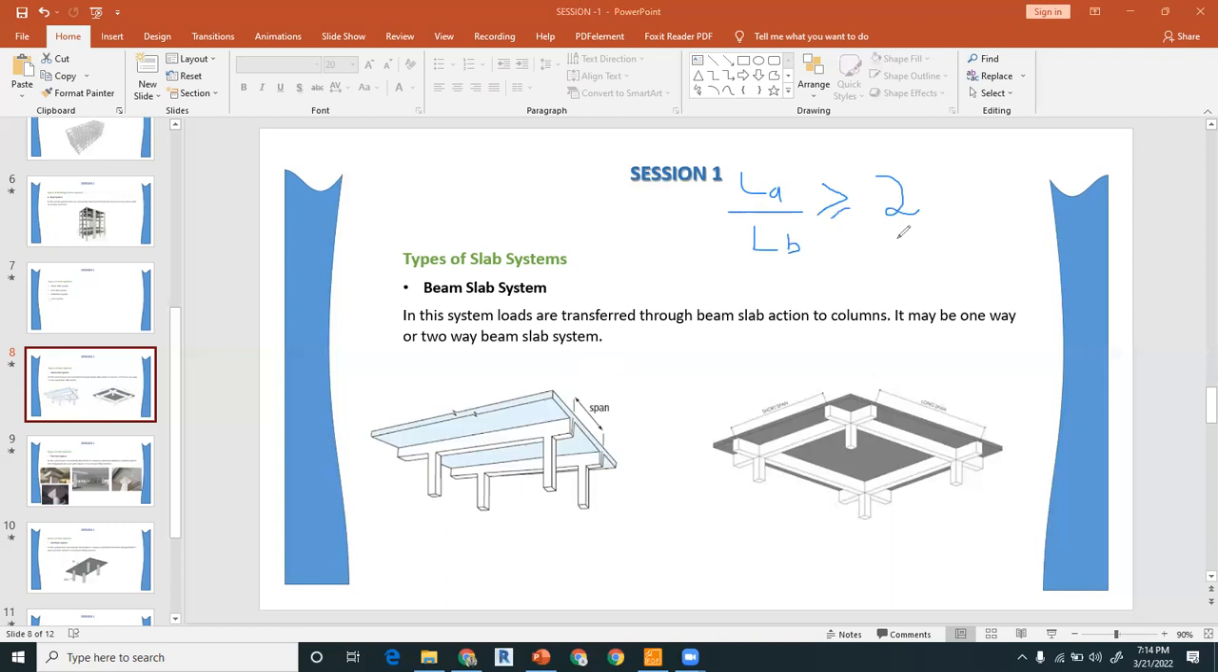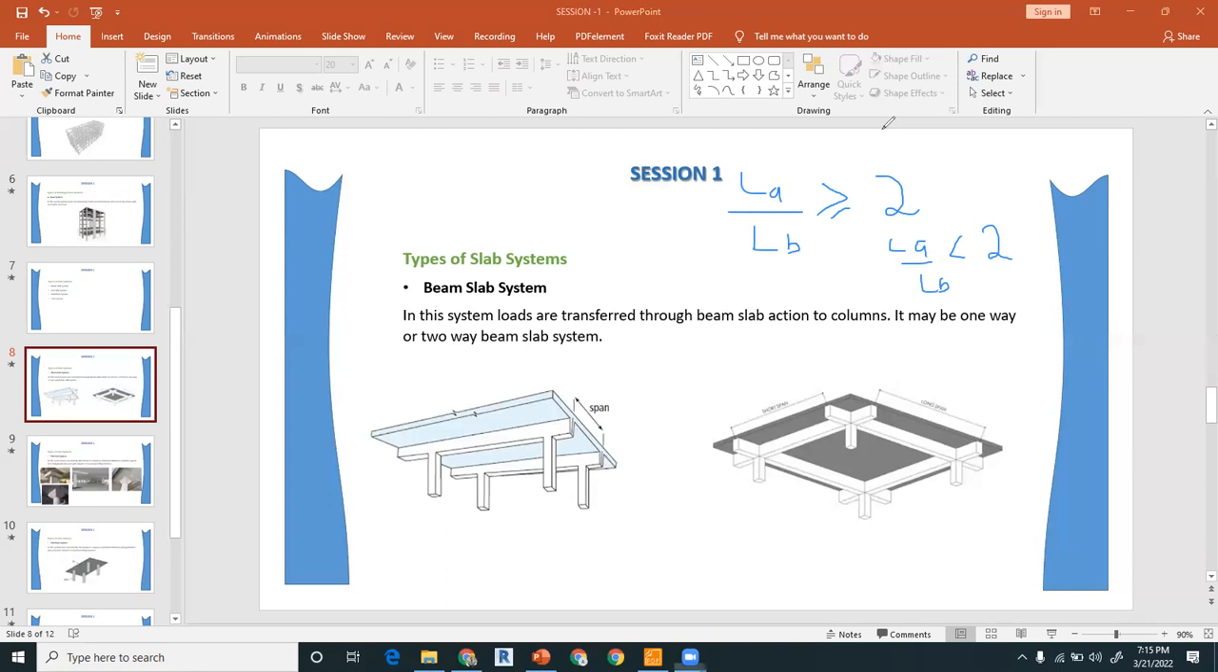And if this value, LA by LB, where LA is the longer length of the span and LB is the shorter length of the span, is less than 2, it will be considered a two-way slab, because the ACI requirements for minimum and maximum reinforcement are different for one-way slab and two-way slab, right? So two systems are possible in the beam slab system: one-way slab and two-way slab.